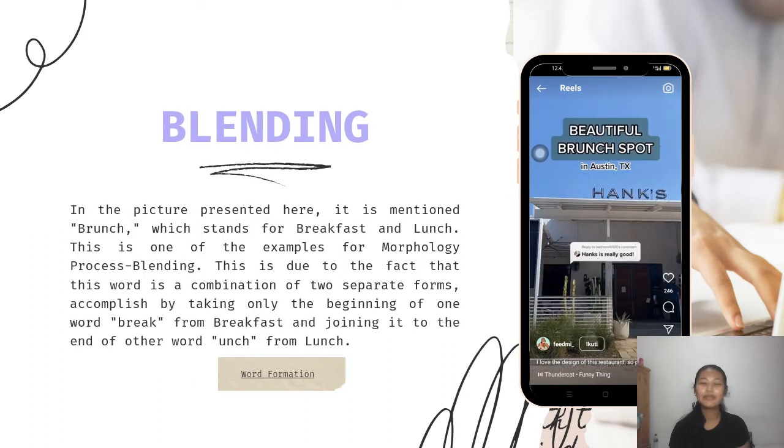The next one is blending. In the picture presented here, it is mentioned brunch, which stands for breakfast and lunch. This is one of the examples of the morphology process blending. This is due to the fact that this word is a combination of two separate forms, accomplished by taking only the beginning of the word break from breakfast and joining it to the end of the other word, lunch.